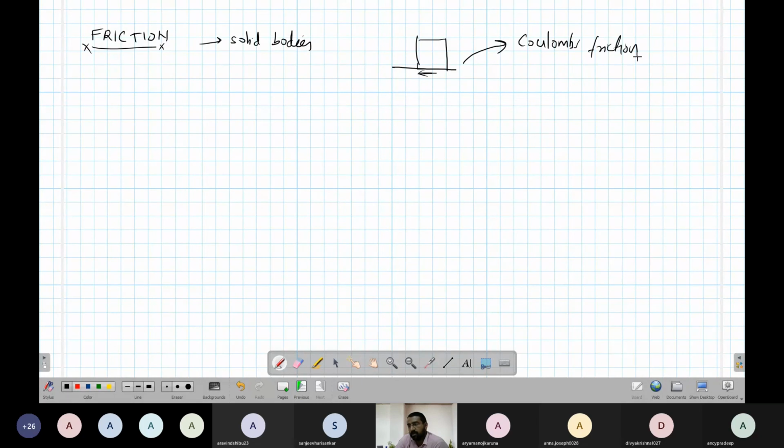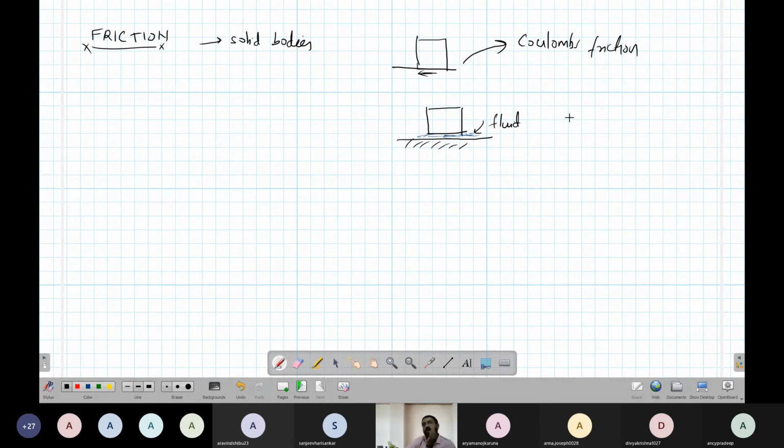Coulomb's friction. Okay. What is the other type of friction? The other type of friction is where there is a body and, between the body and the surface, oil. So there is a small layer of oil, a fluid, between these two surfaces. It's a different type of friction.